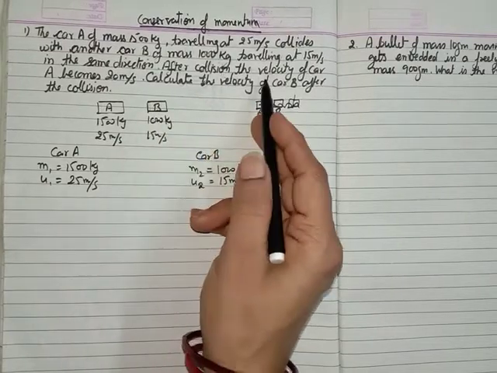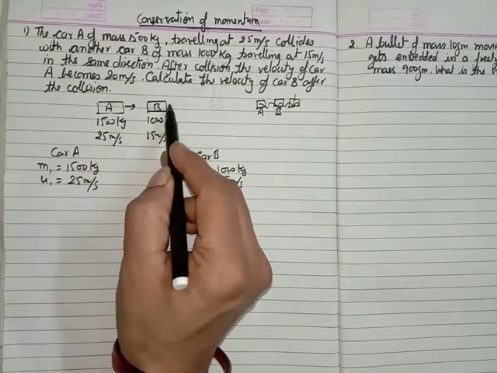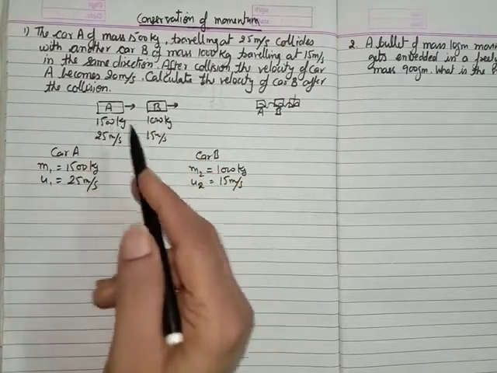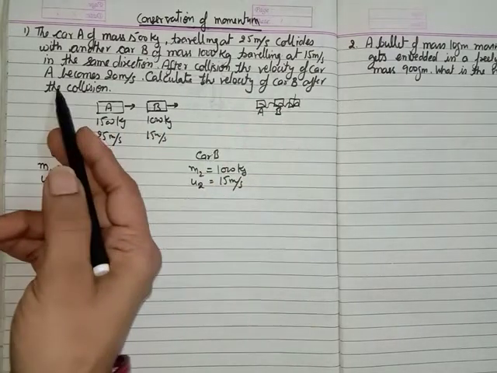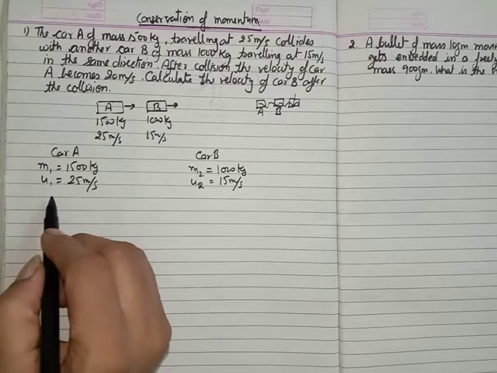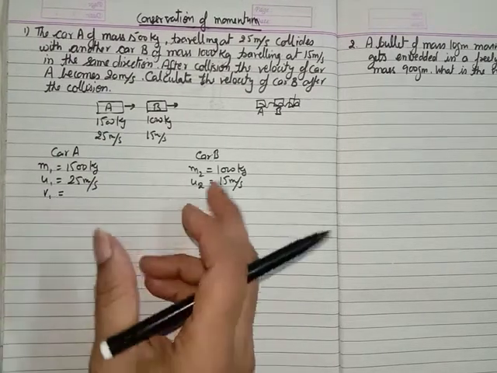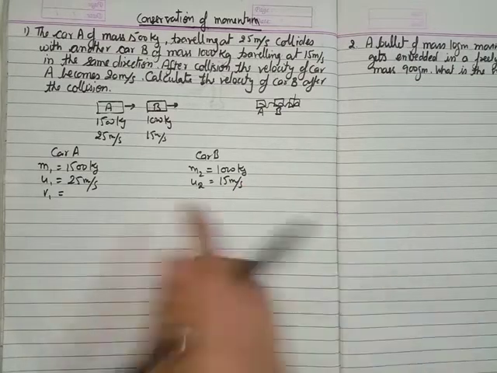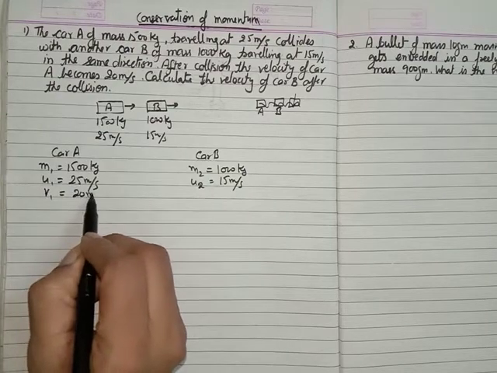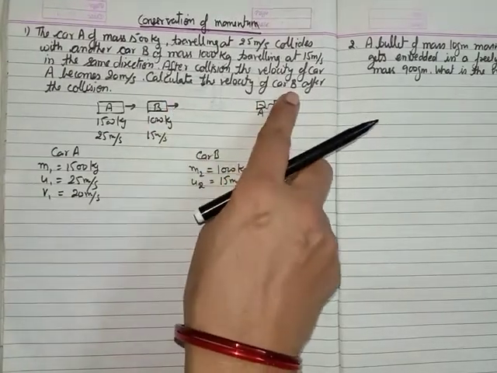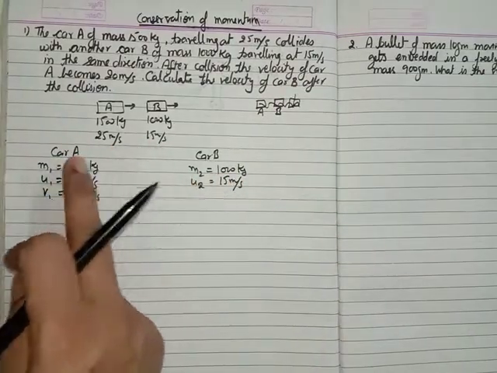After the collision, the velocity of the car becomes 20 meters per second. They are moving in the same direction. Since the speeds of both cars are different, they can collide with each other. So after the collision, the velocity of car A becomes 20 meters per second. This is the final velocity v1, 20 meters per second. Now you have to calculate the velocity of car B after the collision. If they collide, the velocity of both bodies will change.